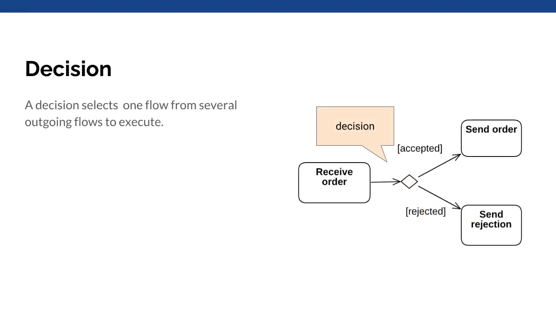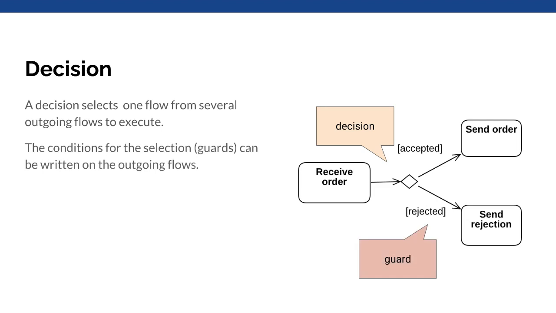A decision selects one flow from several outgoing flows to execute. A decision is depicted as a diamond with one incoming flow and several outgoing flows. In other words, a decision has one source action and several target actions. In the example here, the action of receive order is the source action, while the actions of send order and send rejection are the target actions.